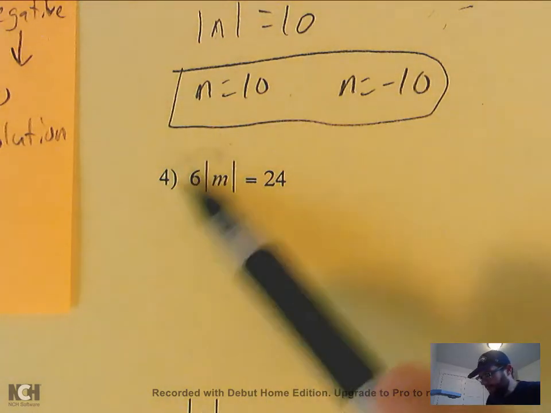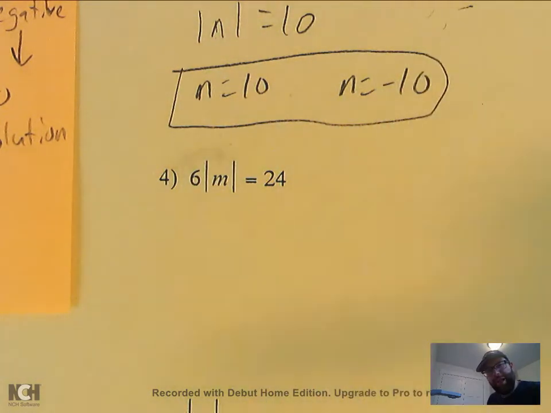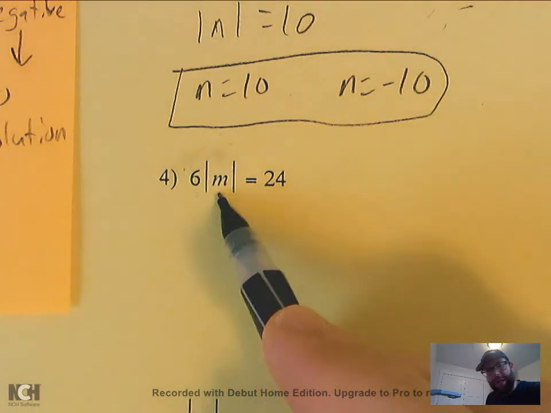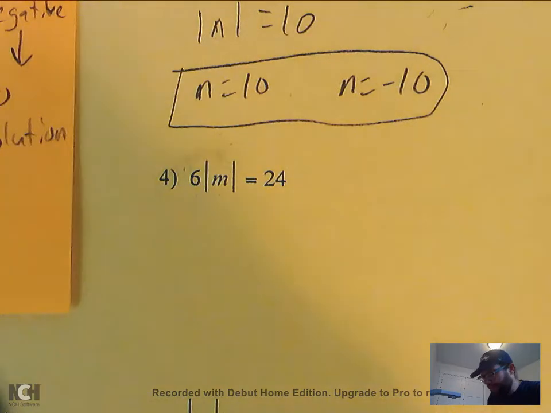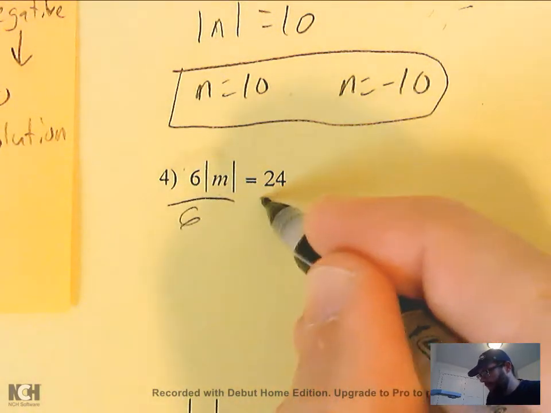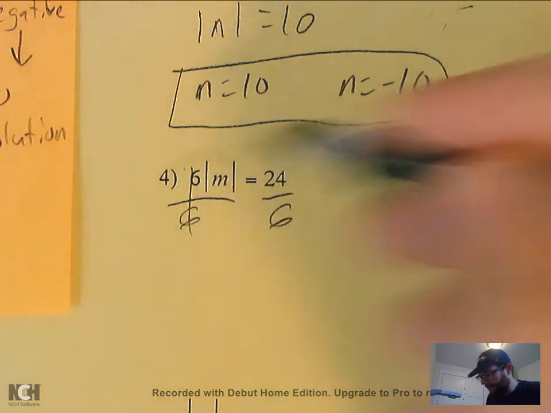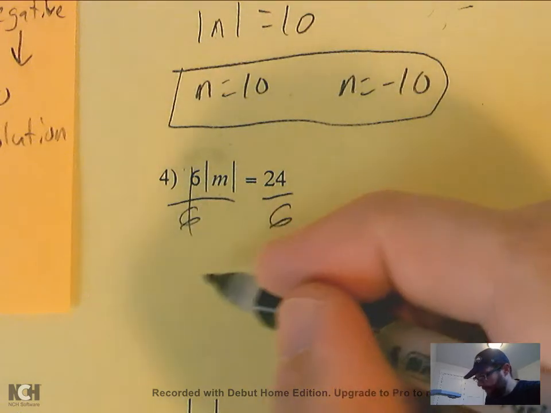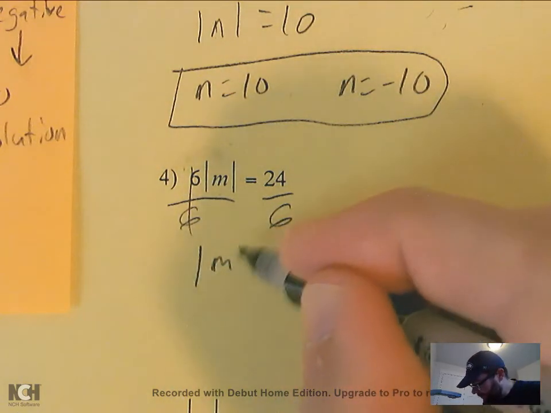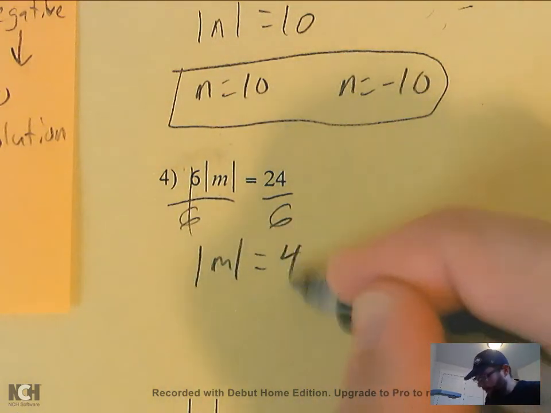So if we're trying to get rid of the 6, we have to move it to the other side using the opposite operation. So distributing is not a thing in this unit. You can't distribute. So if I have something multiplying my absolute value, I have to divide it to move it to the other side. So I'm not going to distribute into the absolute value. I'm going to divide it to the other side. Okay? They cancel out on this side, and 24 divided by 6 is 4. So absolute value of m is equal to 4.